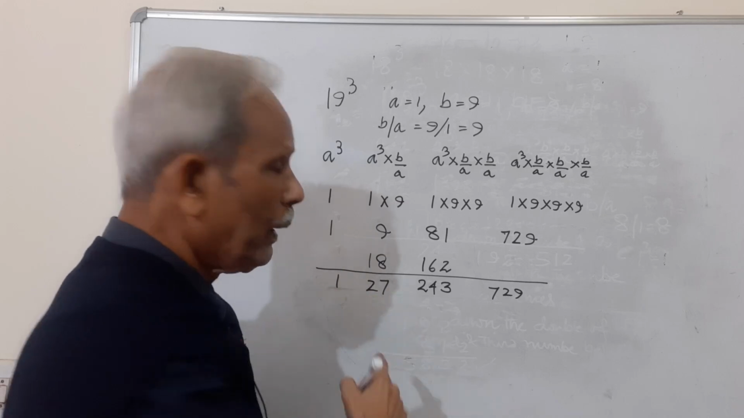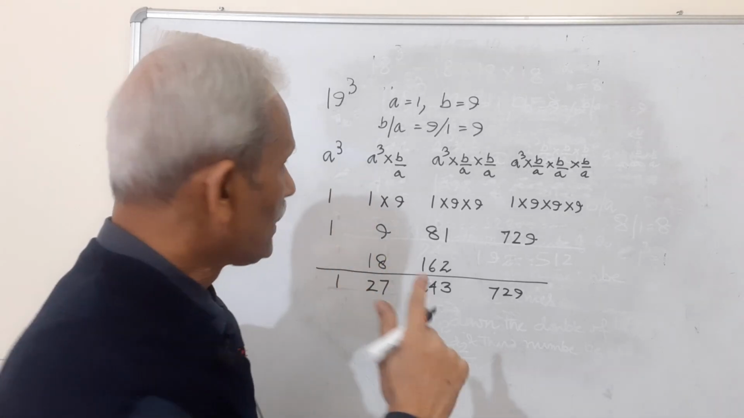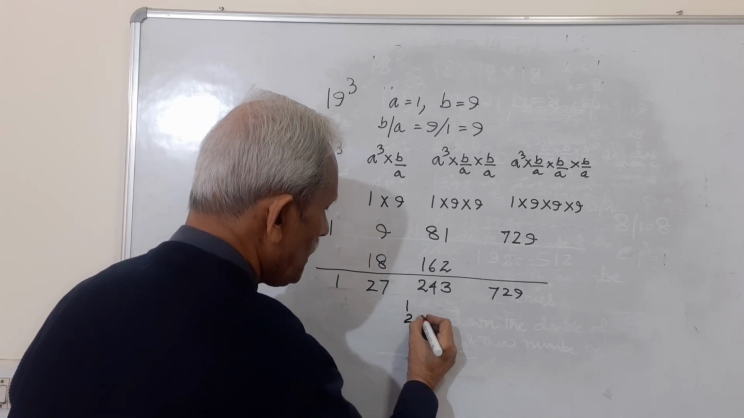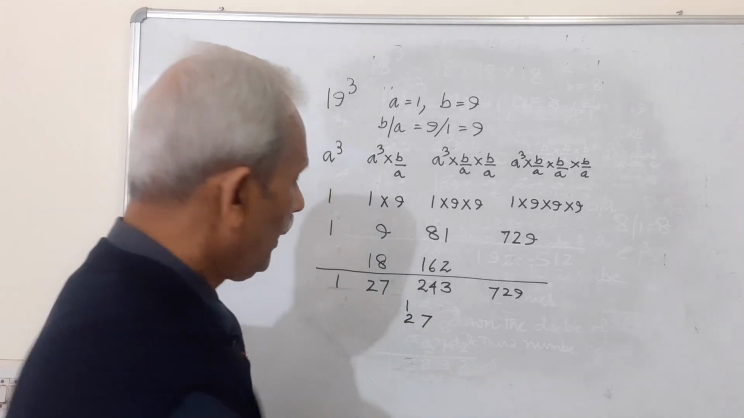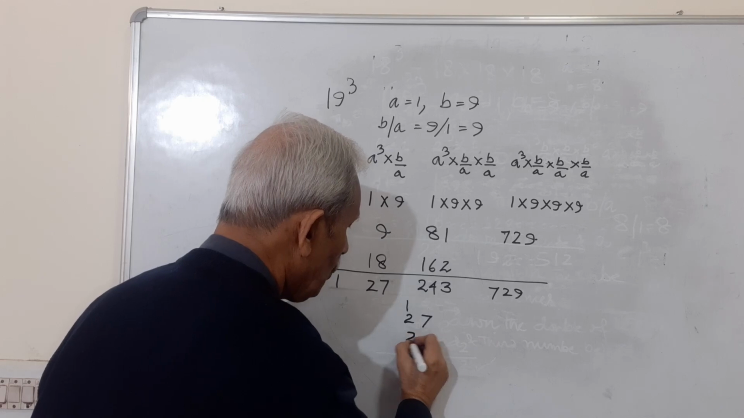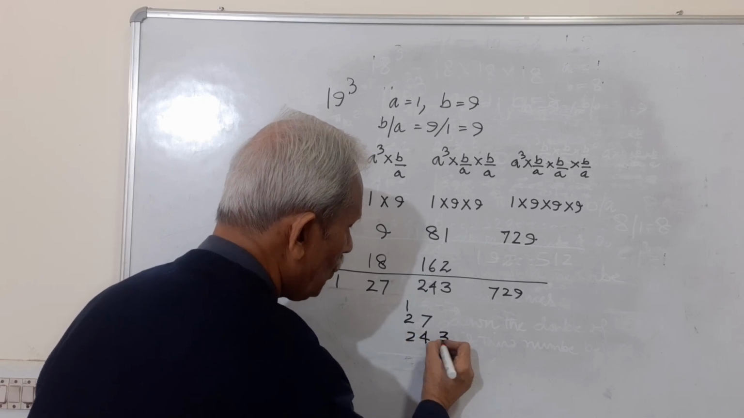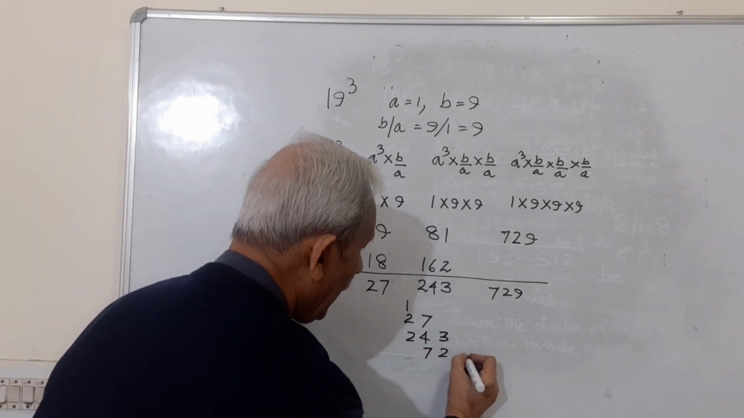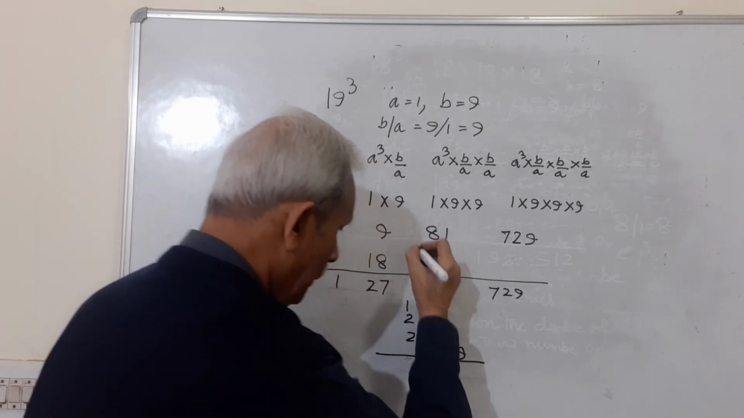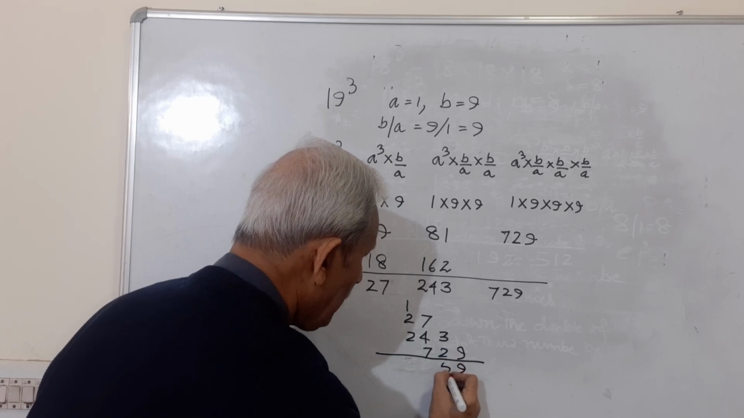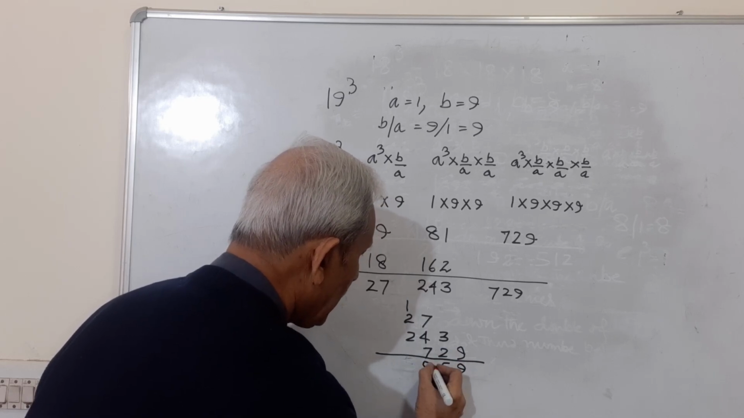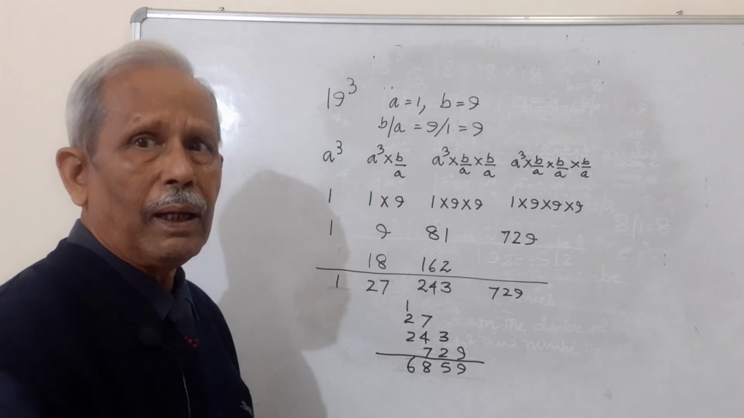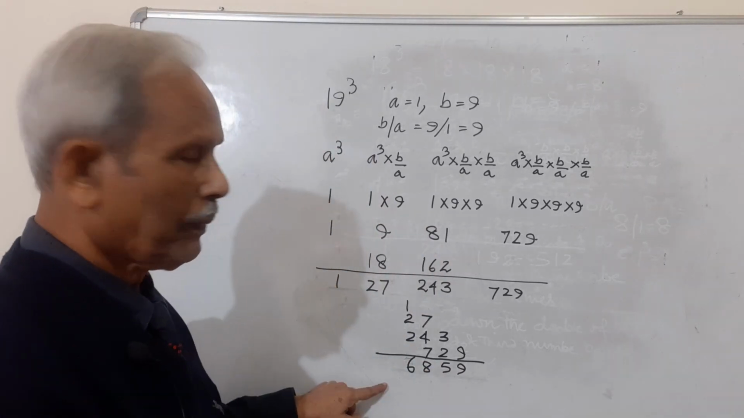So first we will do it by shifting the number by one space. Shifting means write 1 here, 27 write 2 here, shifted by one space 7 here, then 243 write down 24 here, shift by one space write down 3 here, and then 729 write down 72 here and 9 here. The total, when we add this, we get 6, 8, 5, 9. That is the cube of 19.